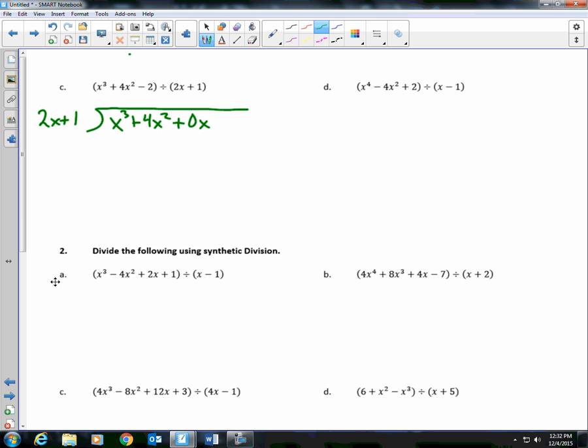Have to put my 0x in place. Minus 2. What do I multiply 2x by to get x to the third? 1/2 x squared, right?